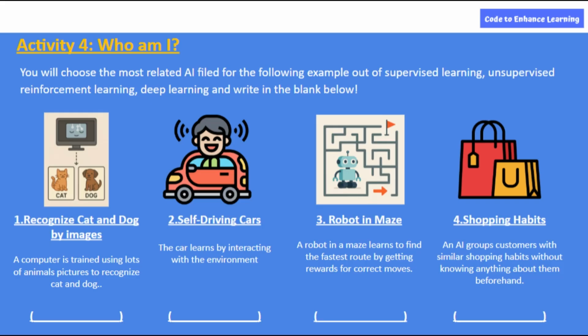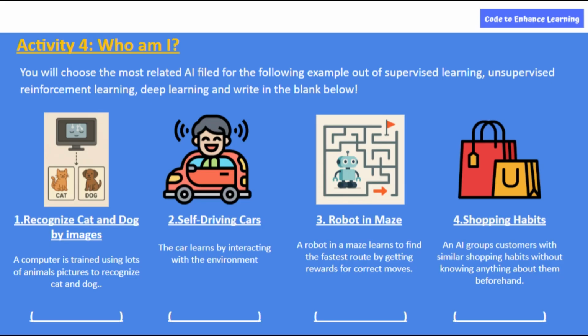A car that learns by interacting with its environment, making decisions like stopping, turning, and avoiding obstacles. Which type is this? This is deep learning because modern self-driving cars rely on neural networks to process complex data like road signs, cameras, and sensors. So third example is robot in a maze.